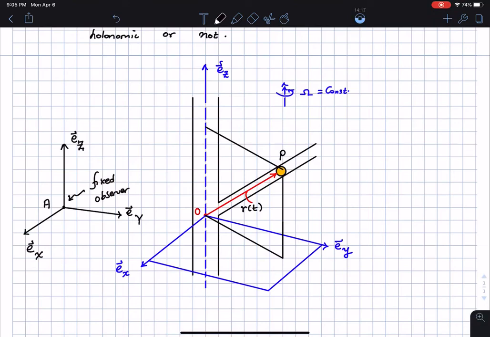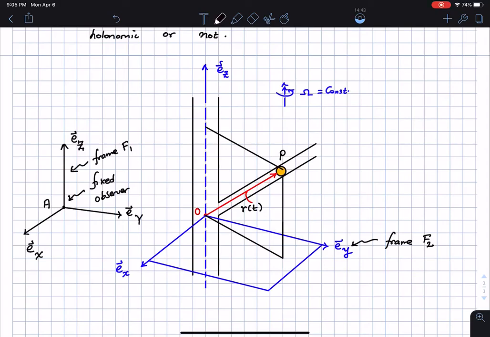Fixed observer or a stationary observer. This is going to be called frame F1. Okay, this is frame F1. Then I'm going to have this frame F2. I'm going to label this as frame F2. Frame F2 is a frame that is attached to the tube itself.